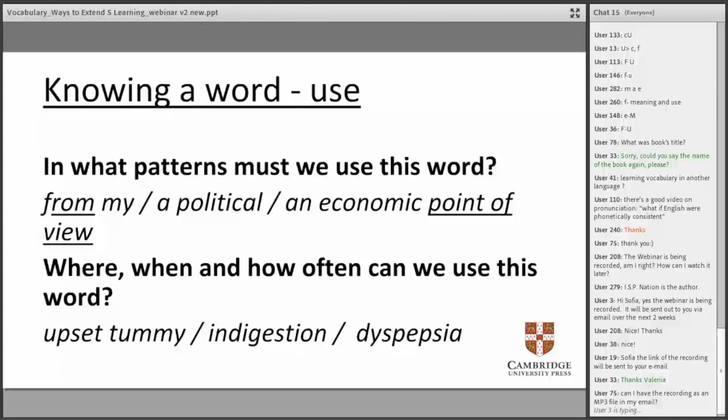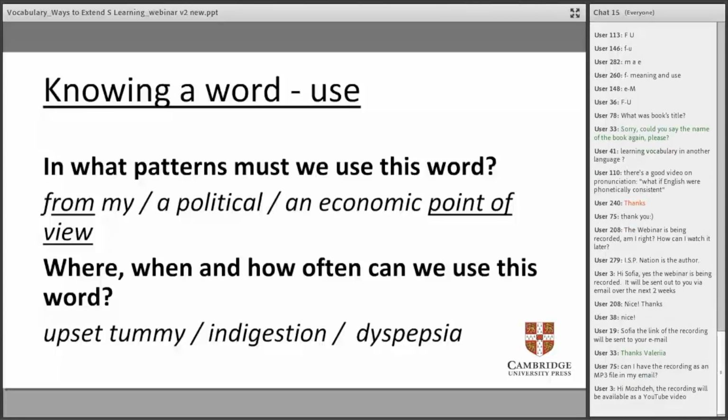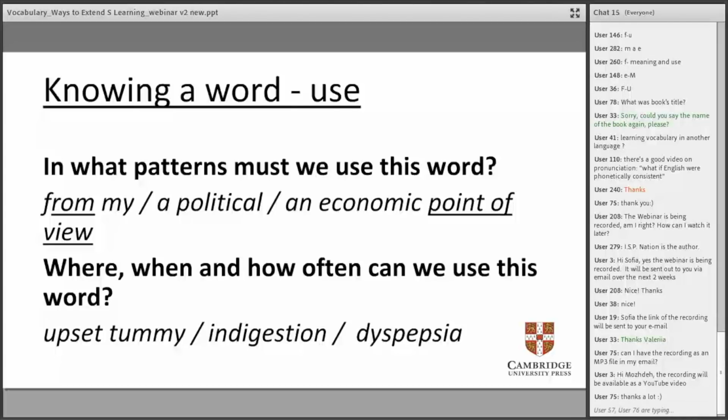And then finally, we can look at the way in which we use words in different situations or contexts. So a mother and maybe a very young child might talk about an upset tummy, whereas more neutrally, people might just talk about having indigestion, whereas a doctor in a medical report might talk about dyspepsia. Now, in effect, those things are all the same things, but we use different vocabulary in different situations. So that is also part of use.